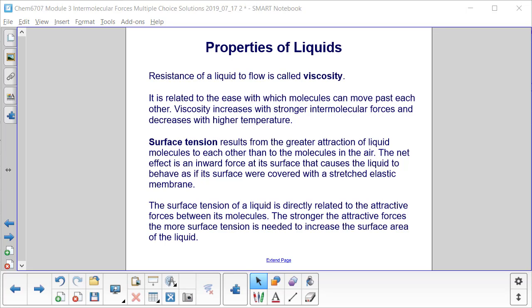Surface tension results from the greater attraction of liquid molecules to each other than to the molecules in the air. The net effect of surface tension is an inward force at the surface of the liquid that causes the liquid to behave as if its surface were covered with a stretched elastic membrane. The surface tension of a liquid is directly related to the attractive forces between the molecules. The stronger the attractive forces, the more surface tension is needed to increase the surface area of the liquid.